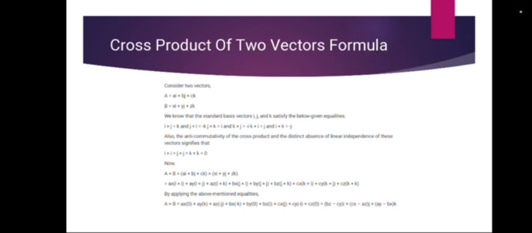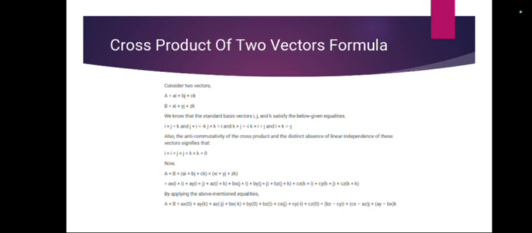Cross product of two vectors formula. Consider the two vectors A equal to AI plus BJ plus CK and B equal to XI plus YJ plus ZK. We know that the standard basis vectors I, J and K satisfy the below given equalities, that is I cross j equal to k and j cross I equal to minus k, j cross k equal to I and k cross j equal to minus I, k cross I equal to j and I cross k equal to minus j. The anti-commutativity of the cross product and the distinct absence of linear independence of these vectors signifies that I cross I equal to j cross j equal to k cross k equal to 0.